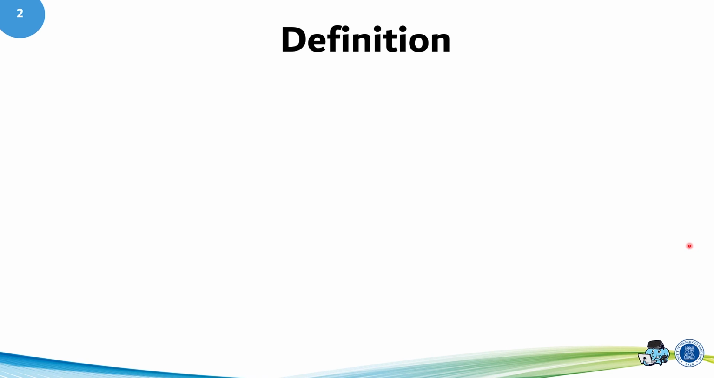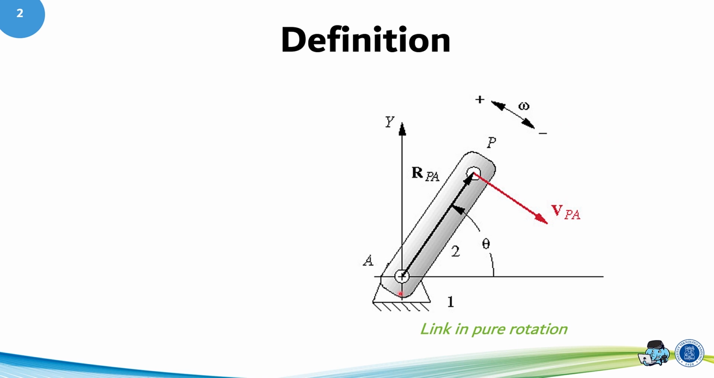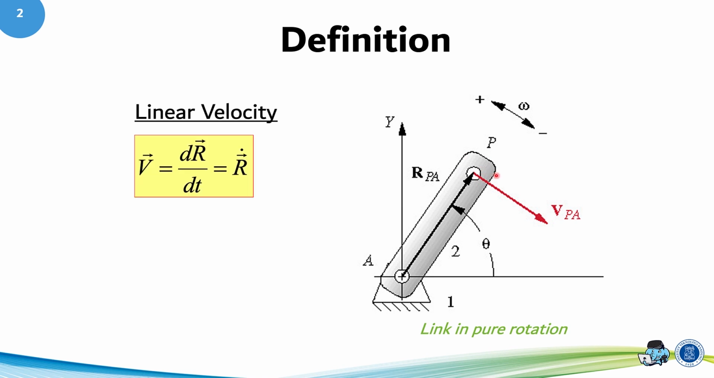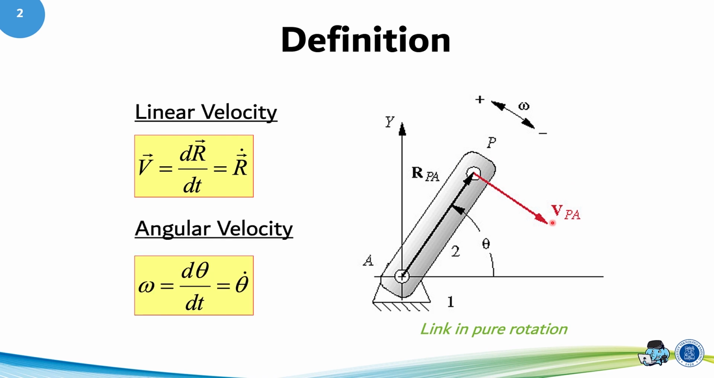angular velocity. If a link, as you can see in the slide, is in pure rotation, we can draw the vector r, which is from the center of the rotation to the point P. Since the link is in rotation, the derivative of the vector r with respect to time is the velocity. And the velocity vector is always perpendicular to the vector r. So this is the vector v. Then angular velocity is the derivative of angular position with respect to time.